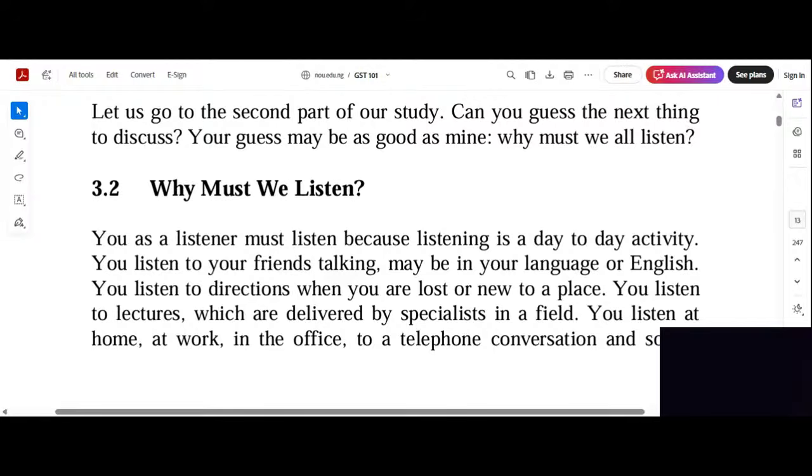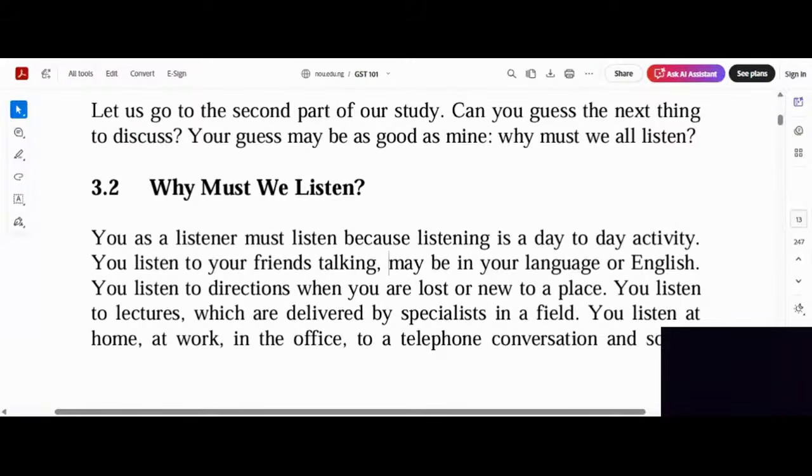All right, so guys, let's move to the next thing. You as a listener must listen because listening is a day-to-day activity. It's as simple as that. We have done that before. In the introduction, I stated very clearly that the reason why we listen is that listening is just like saying you must surely eat in a day. You wake up, you decide to fast. You cannot fast forever. You will still eat. So that is how you can consider listening.